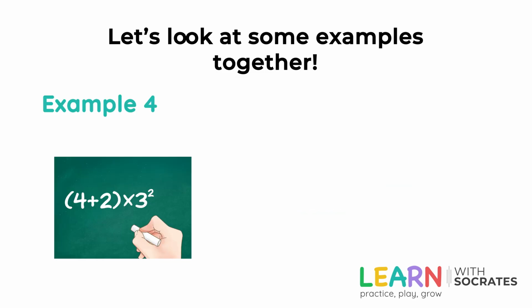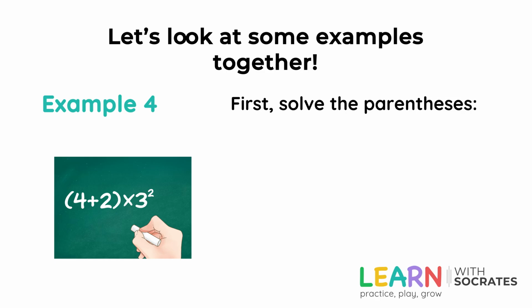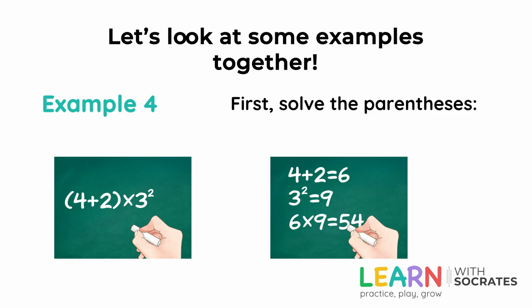Example 4. One more with everything, (4 plus 2) times 3 squared. First, solve the parentheses. 4 plus 2 equals 6. Next, the exponent. 3 squared is 9. Then multiply. 6 times 9 equals 54.